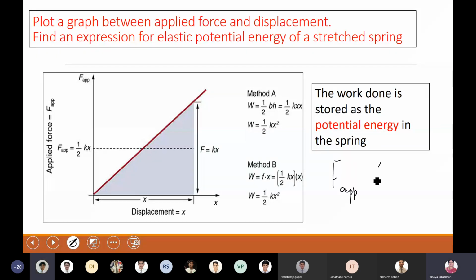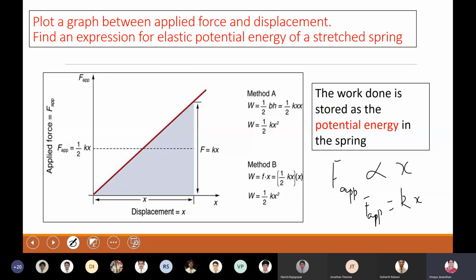Now, applied force versus displacement. F applied is proportional to the displacement, or F applied will become equal to k into x. F applied is along your y-axis, displacement along your x-axis, and the y-intercept is not there, right? So that's the reason the slope is represented by k.